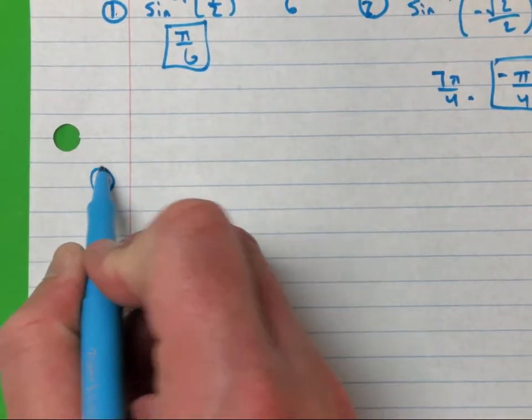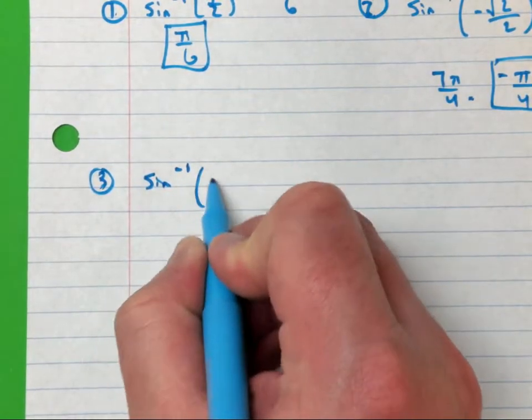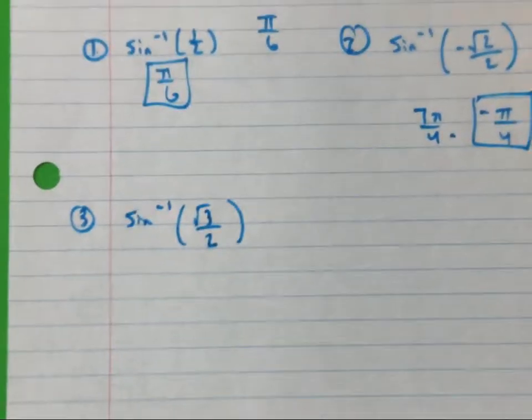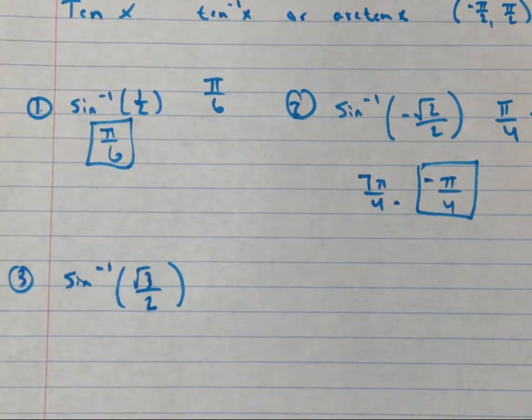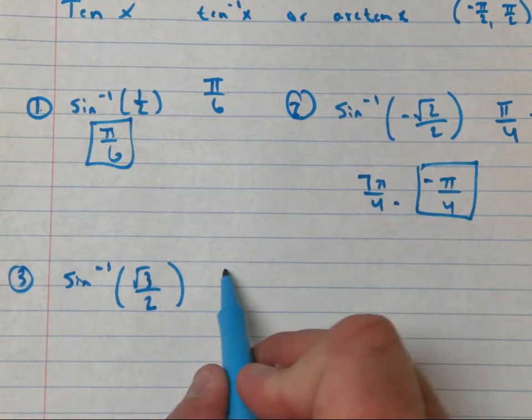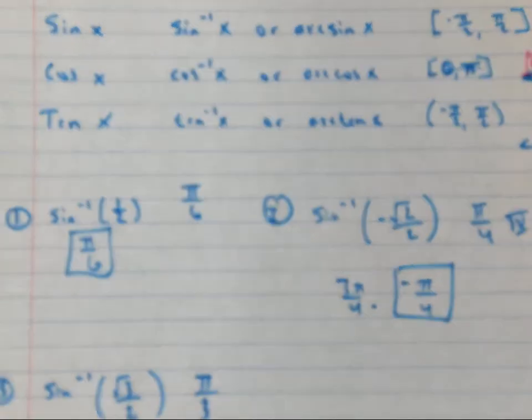Okay, I'm going to look at number 3. The inverse of the arc sine of square root of 3 over 2. Okay, so my y value is square root of 3 over 2. I have to think, what ordered pair am I dealing with? Pi over 3. Okay?